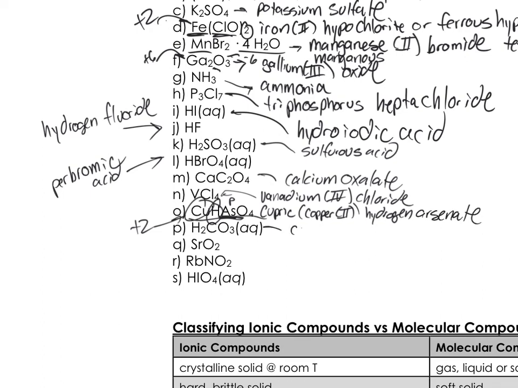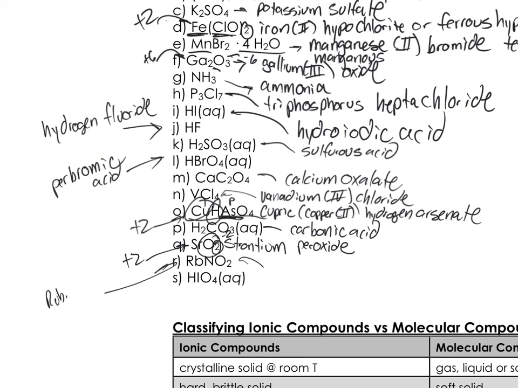This is carbonic acid. Strontium. What do you think? Strontium oxide, right? No. Remember that strontium has a +2, so that means that this whole thing has to have a -2, but I have 2 of them. So this is strontium peroxide. Very common mistake. Let's see here. I'll do this one over here. I have rubidium nitrite. And finally, this is my favorite acid to name. It's periodic acid, but it looks like periodic. That's fun.